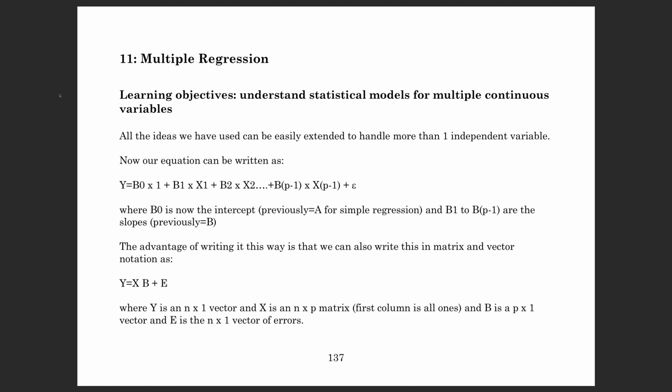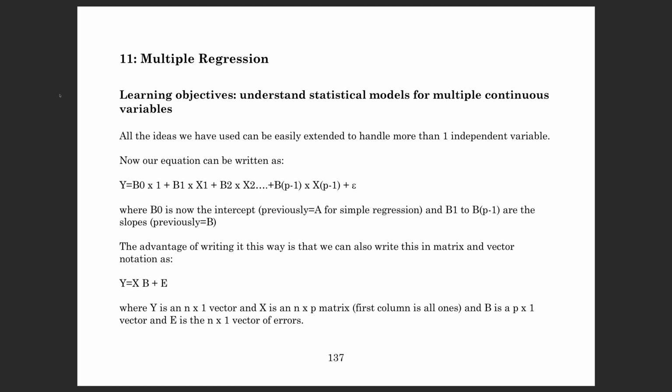So this is written slightly differently. Rather than using capital A for the intercept, we're now using b0 as the intercept. And we're multiplying b0 by 1 so that we can see it as all of these coefficients multiplied by something. So b1 to b(p-1) are the slopes. Previously we just had one slope b, so b1 is the equivalent of b.